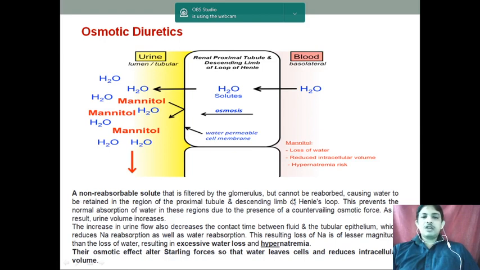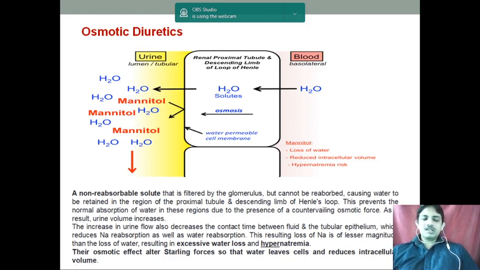It is filtered by the glomerulus and cannot be reabsorbed, causing water to be retained in the region of the proximal tubule and descending loop of Henle. It can prevent the normal absorption of water in this region. Now what will happen? Mannitol is considered a solute, so more water will be transported towards the lumen due to osmosis. As a result, there is a loss of water.